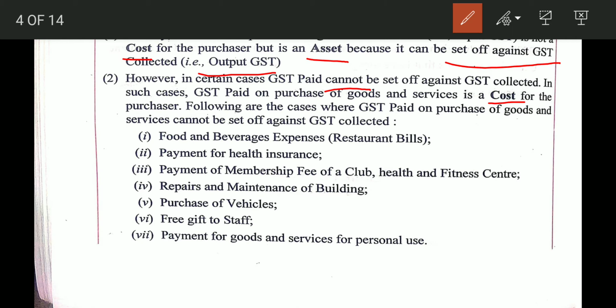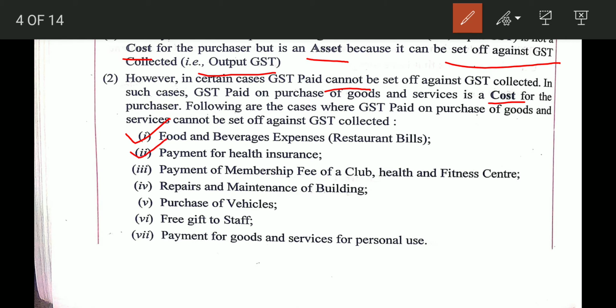Following are the cases where GST paid on purchase of goods and services cannot be set off. Food and beverages expense for the restaurant bills. Now, when you go to eat in and pay the bill, these kinds of GST cannot be set off because you are the ultimate one who is purchasing.